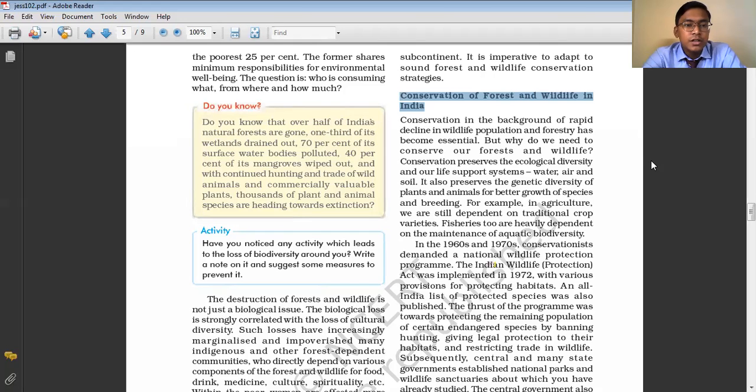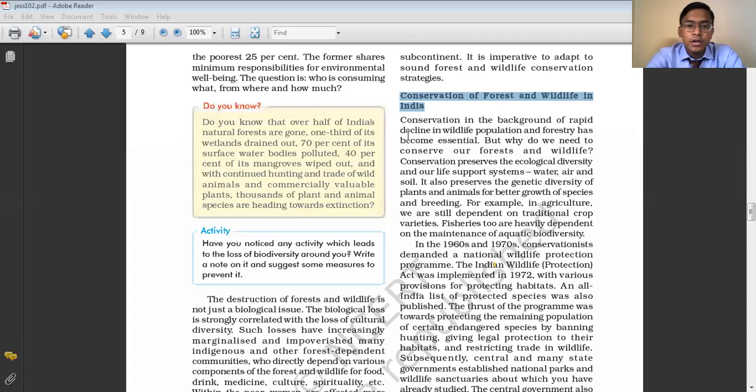So in order to conserve the present forest and wildlife resources which exist in our country, we need to follow various strategies and measures. Not only the common people, but also the government needs to follow, or the government has adopted, various policies to protect these resources. We are going to discuss the programs undertaken by the government to protect the forest and wildlife resources, as well as the various initiatives taken by the common people to carry out this conservation strategy.